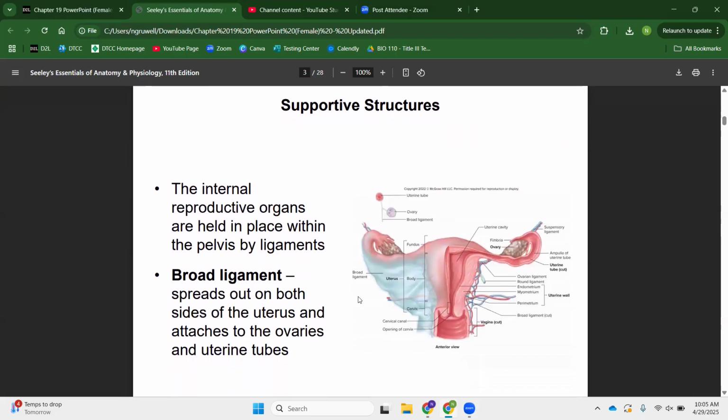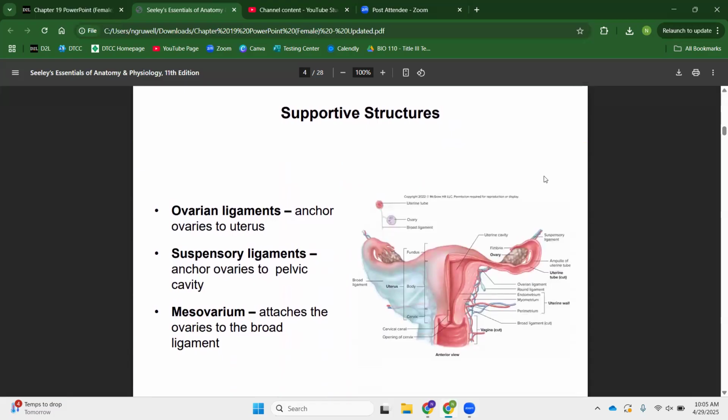Okay, so the main supportive structure that you should know is this broad ligament. And they call it the broad ligament because it's a very broad and wide ligament. So it's going to spread out on both sides of the uterus. It's shown on just this right half over here. It's cut away on this left half so we can see a cross section. And so the ovaries don't actually attach directly to the fallopian or uterine tubes or the uterus itself. So this broad ligament helps to keep the ovaries and uterine tubes in close proximity.